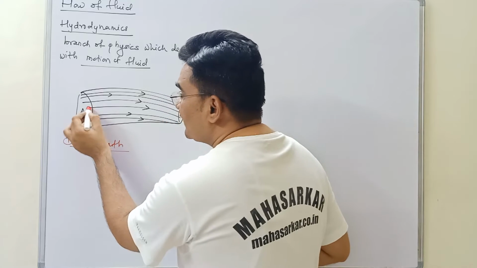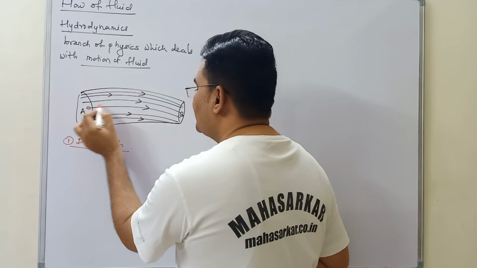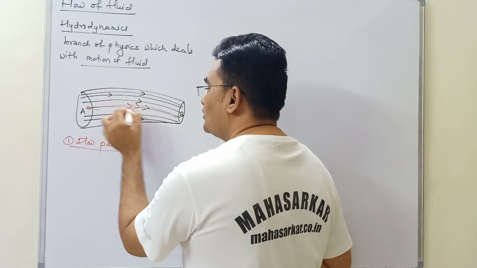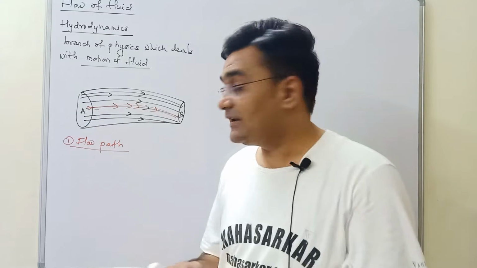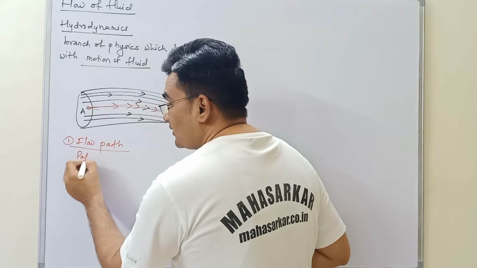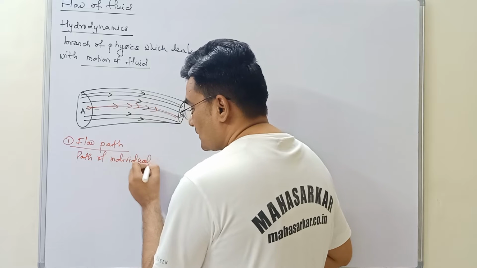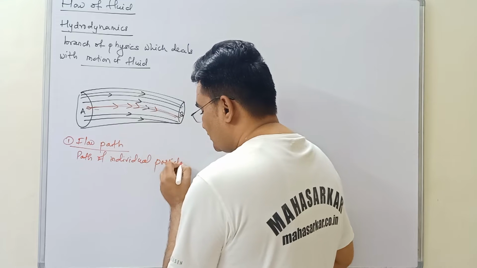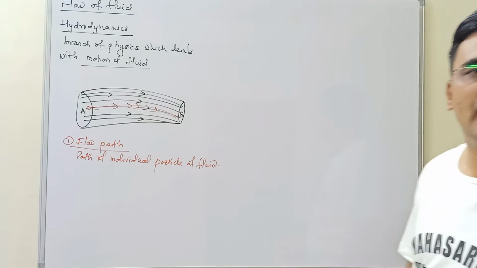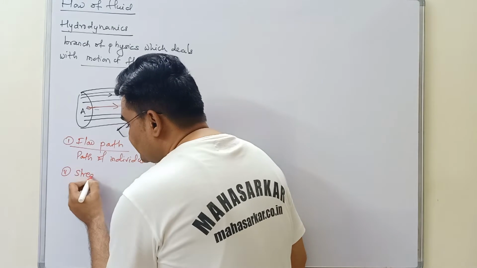Suppose this is the first particle. It started from point A and reached point B, and it has traveled this path, whatever the path is. So the path actually traveled by a single particle is called what? Flow path. The path of an individual particle of fluid during its motion is called the flow path. Okay. Second is the streamline.